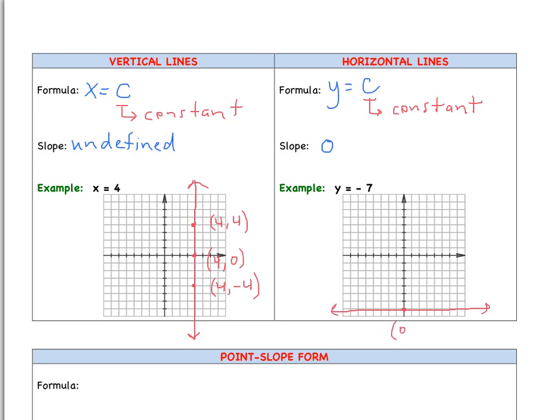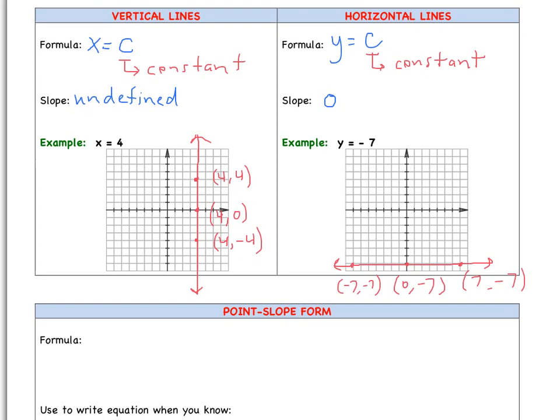So we have (0, -7). Maybe I choose the point (7, -7). And maybe I choose (-7, -7). Okay, again, always helps to include 3 points on the line. All right.